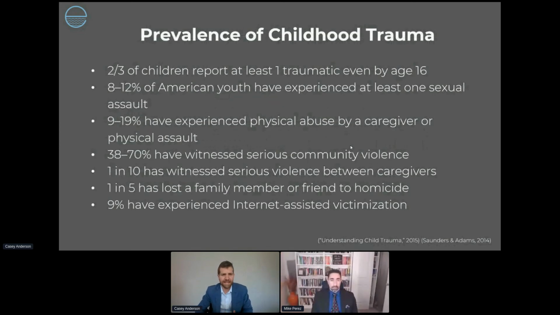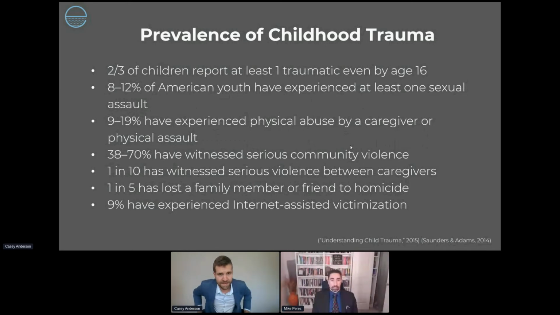All right, some statistics just about the prevalence of childhood trauma. Two-thirds of kids report that at least one traumatic event happens to them by age 16. And as you see, the criteria for a traumatic event or different trauma types is so broad, this statistic makes a lot of good sense.